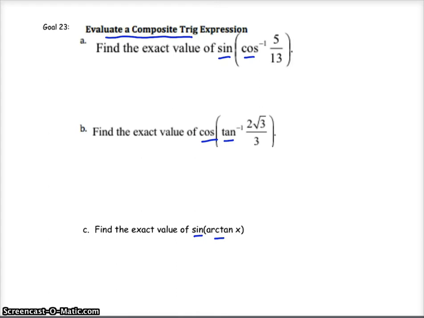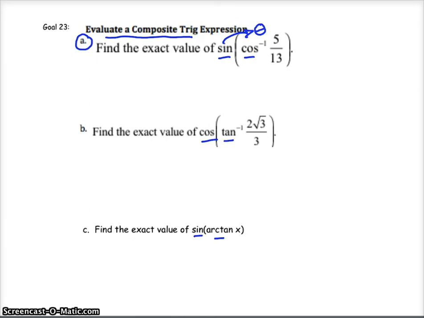Sine of an inverse cosine will not use cancellation rules like sine of inverse sine. So let's discuss example A. We want to find the exact value of sine of the inverse cosine of 5/13. So I still analyze this to see that inverse cosine is on the inside, therefore I will find theta on the inside, and then I will evaluate the sine of angle theta.